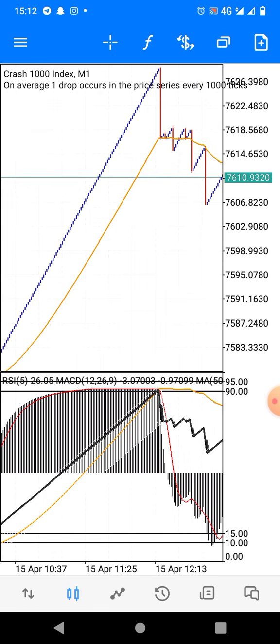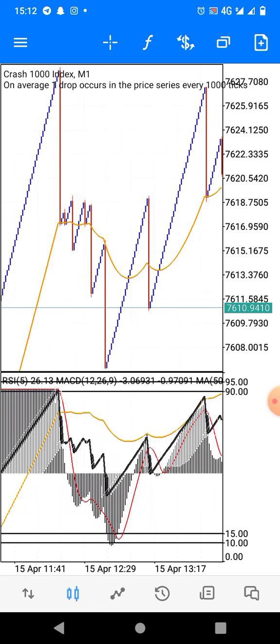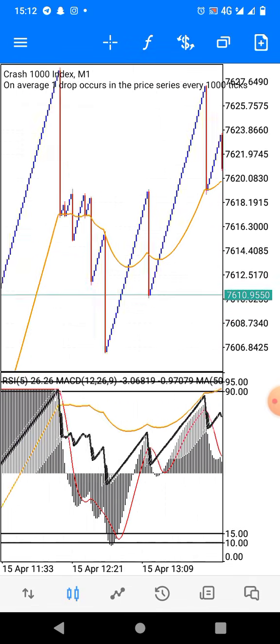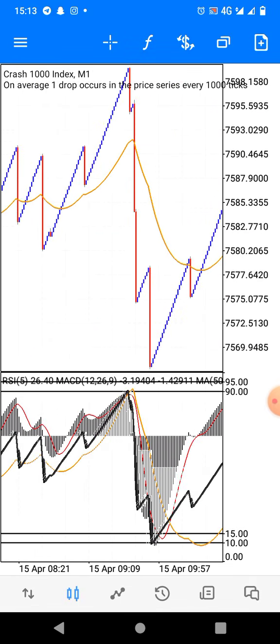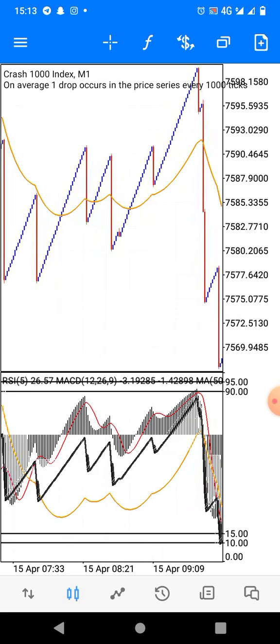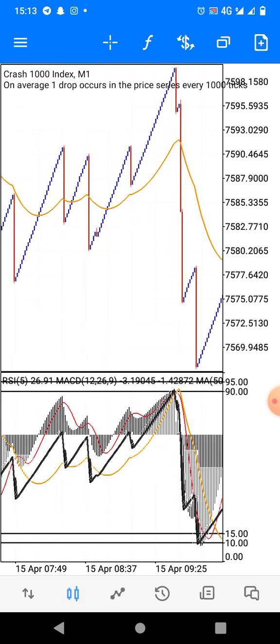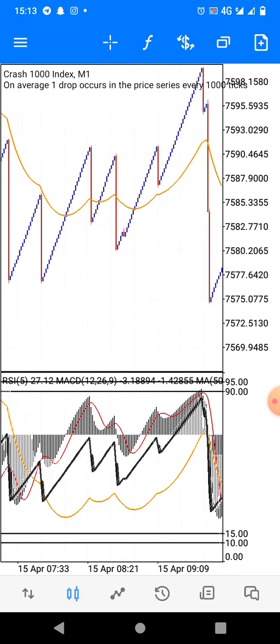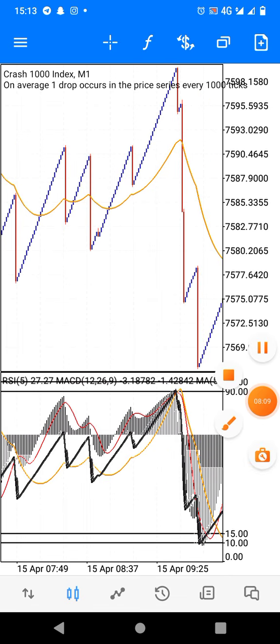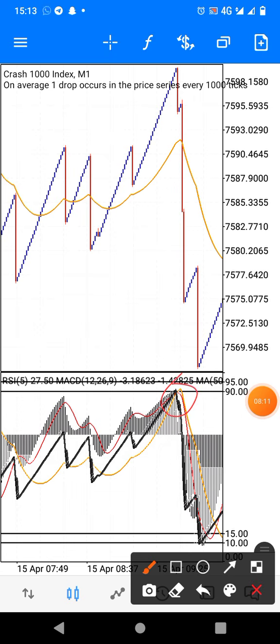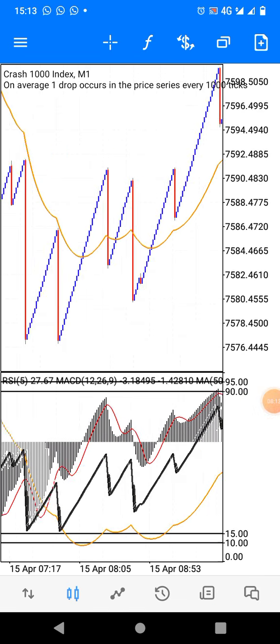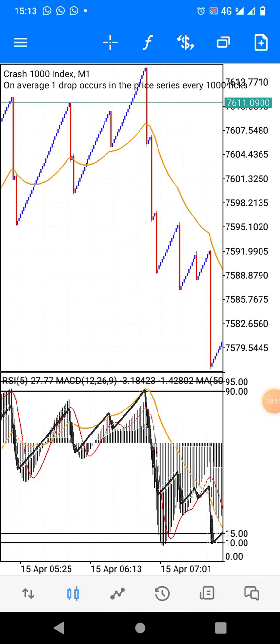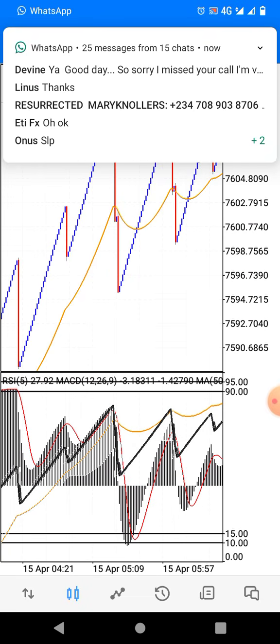So you wait again for those same conditions to be met, and then you take a sell. Just like that, guys. You wait again, the same conditions are met, you take your sell. Alright, guys. It's just as simple as that.